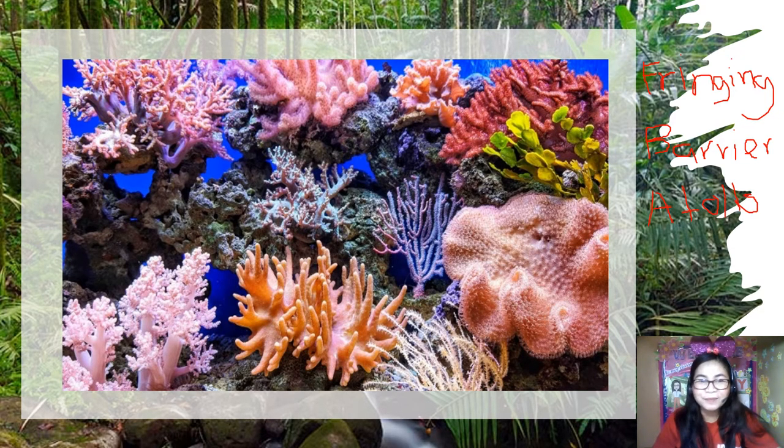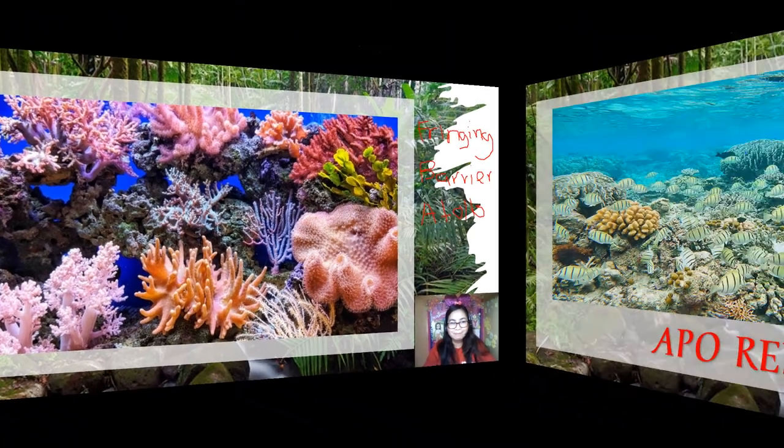Fringing reefs are underwater stands of living coral animals that grow fairly close to the shore, while the barrier reefs occur further offshore and are separated from the shoreline by channels called lagoons. And atolls are roughly circular reef systems that surround a deep or large lagoons.